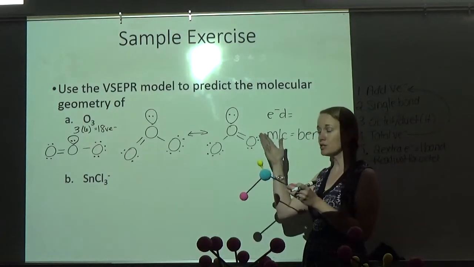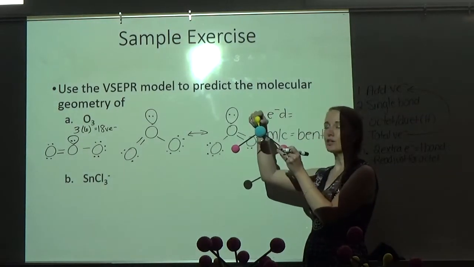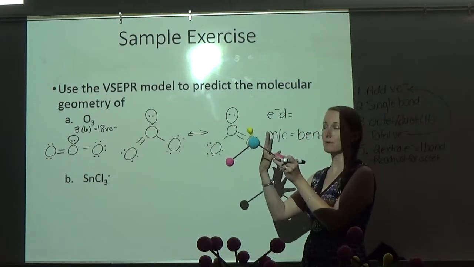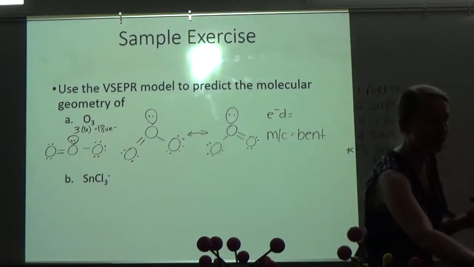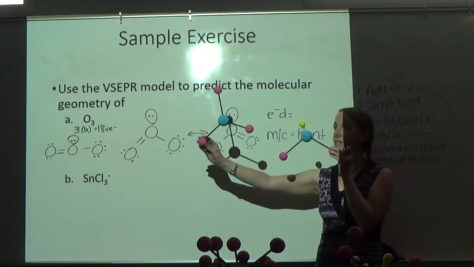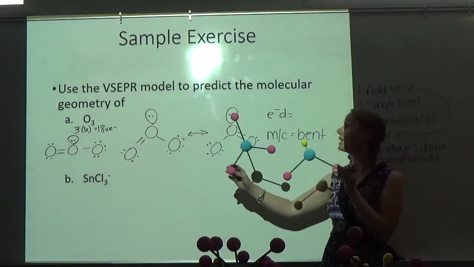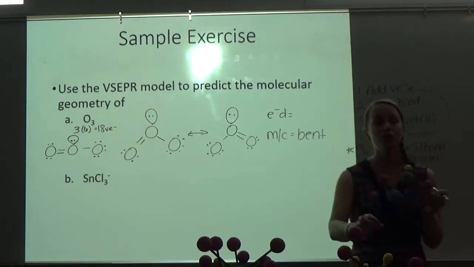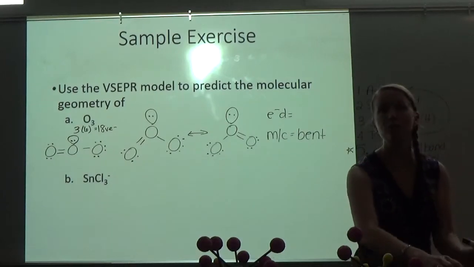However, for electron domain, we can see there are 3 domains. It doesn't matter whether we would visually be able to see them or not. So that is based off of this right here. See, 3 domains. It doesn't matter whether they're bonding or non-bonding when we're talking about electron domain geometry. So 3 domains ends up being trigonal planar.